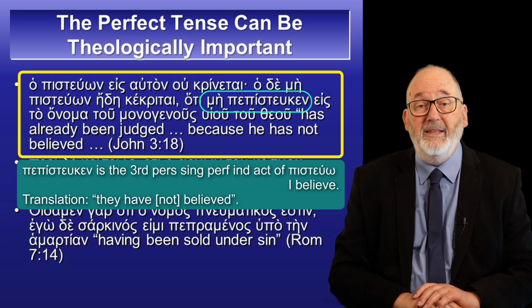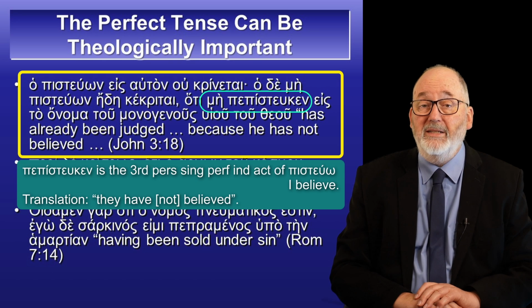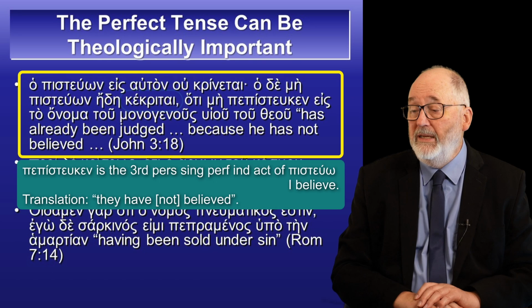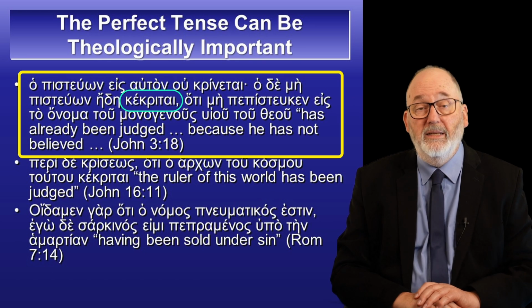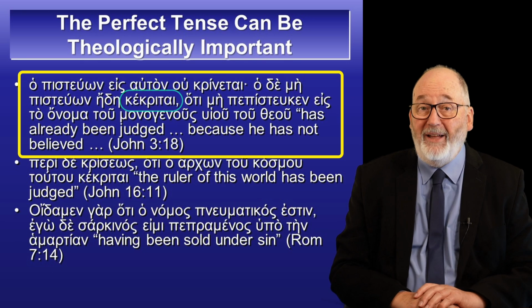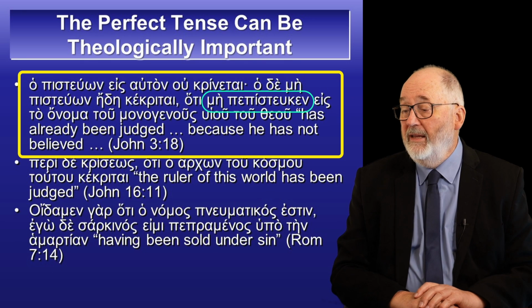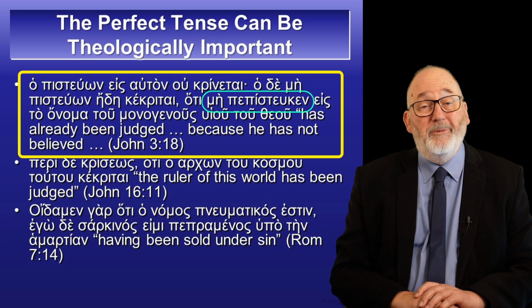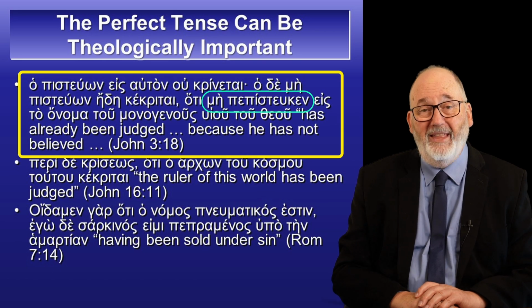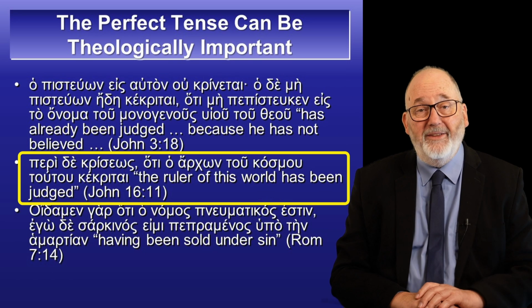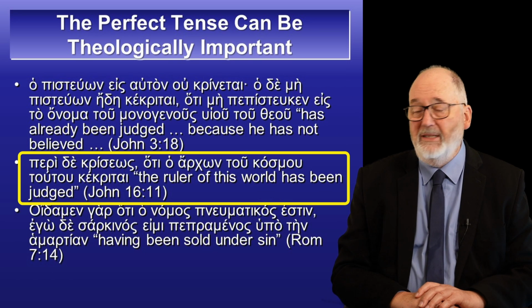You can see that the Greek perfect translates naturally into the English perfect, and that with kekritai, we have a change of state. Has been judged in the past. And with pepisteuken, there was not a change of state in the past that was necessary. They have not believed.